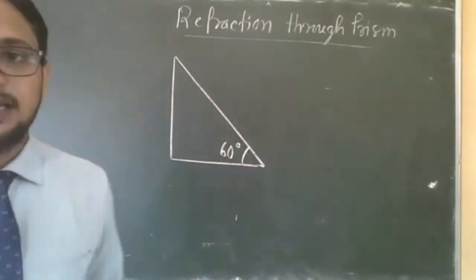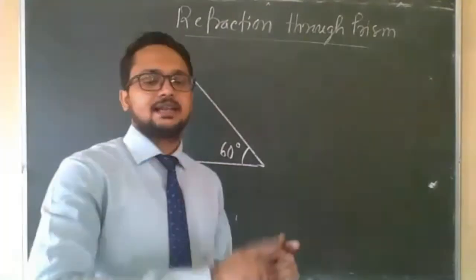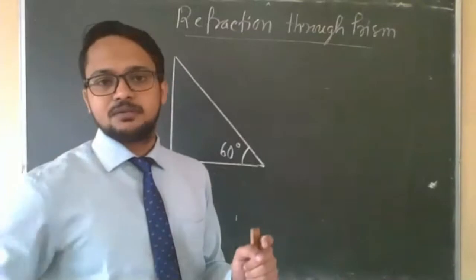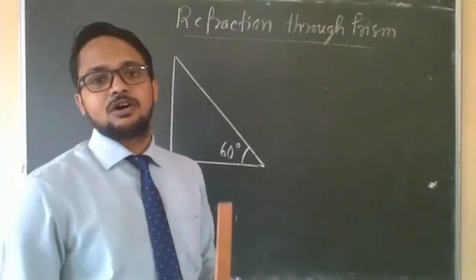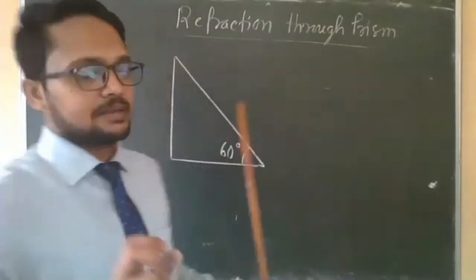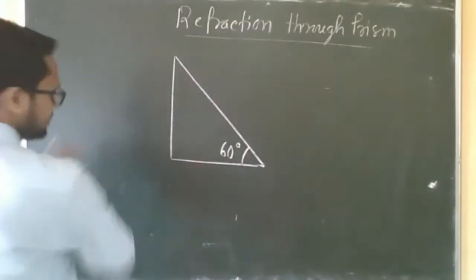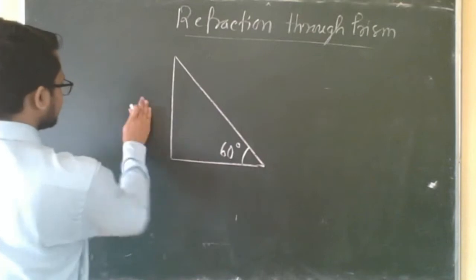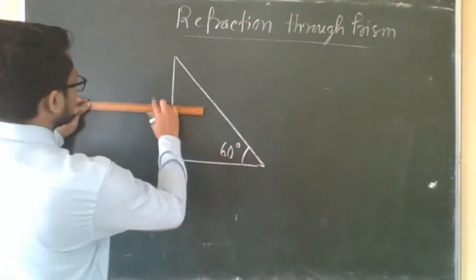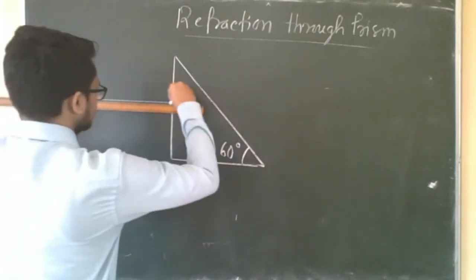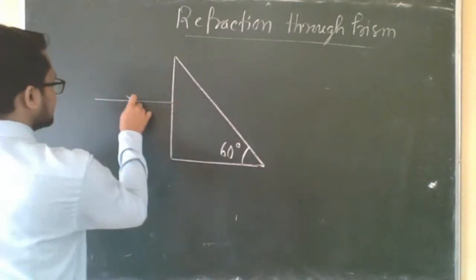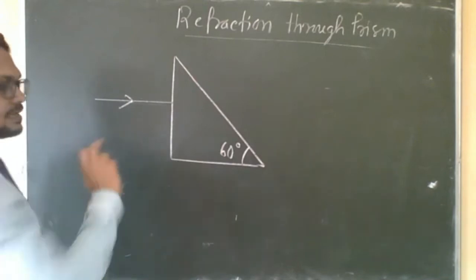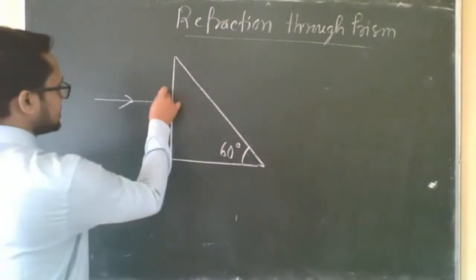Okay. So till now we will keep in mind three things: rarer to denser, it will bend towards the normal; denser to rarer, away from the normal; and third point, normal incidence means no deviation. So here the ray is given normal. So this is normal incidence, right? Very easy. Just follow the process. When you are drawing a ray, give the ray direction. So this is normal incidence.